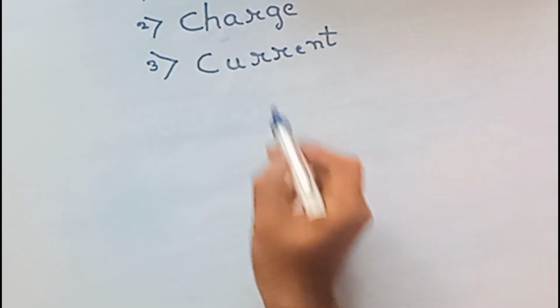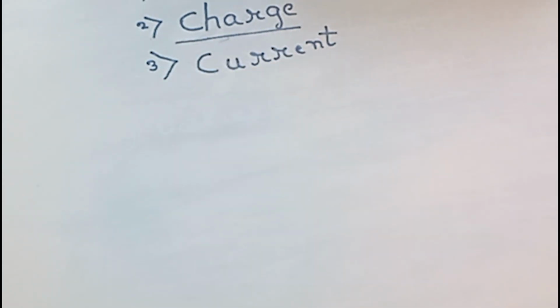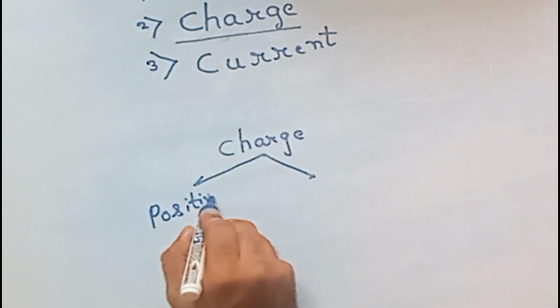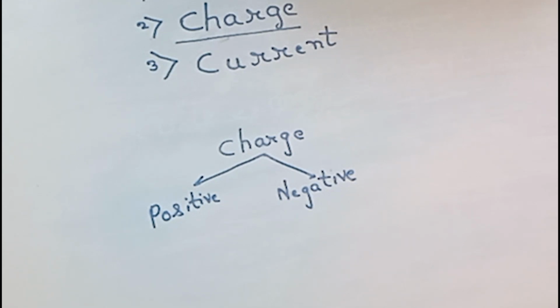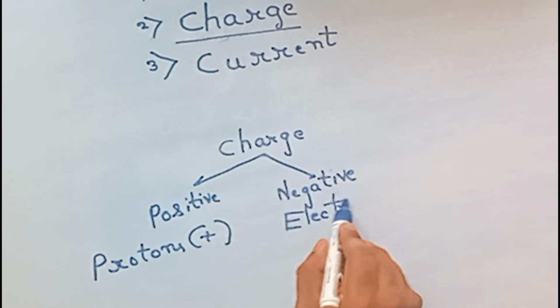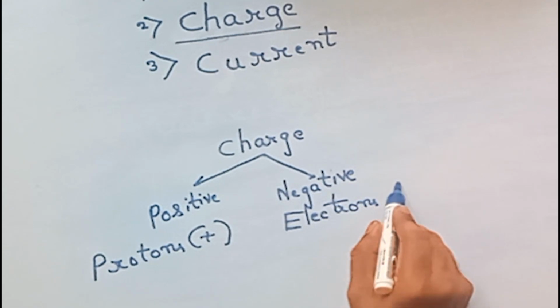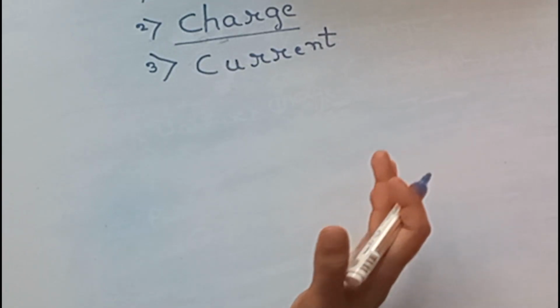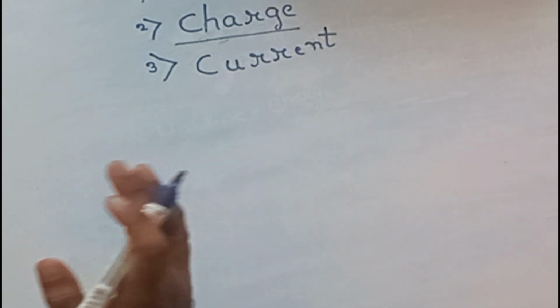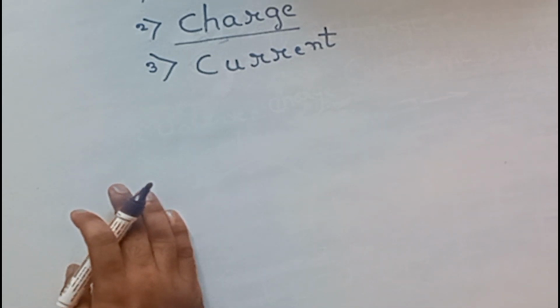Now let's see what is charge. Charge is a fundamental property of the matter. Positive charge and negative charge. We know in an atom there will be electron, proton, and neutron. Proton has positive charge and electron has negative charge. Charge is measured in coulombs. Positive charges flow in one direction and negative charges flow in another direction.